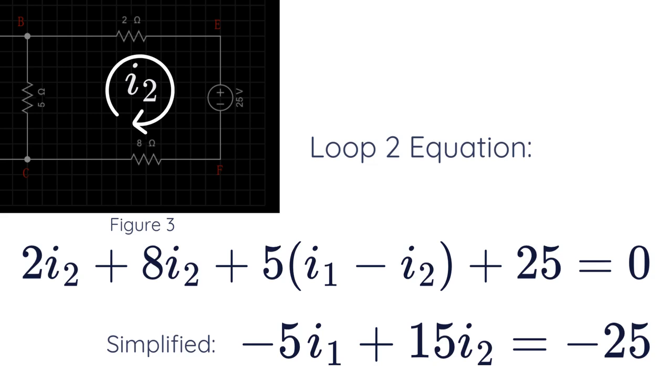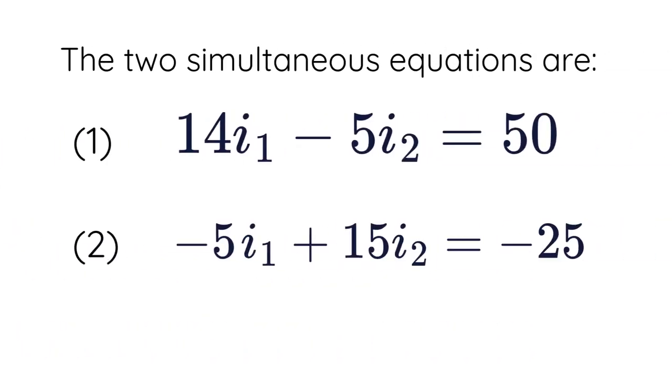Hence, the loop 2 equation is 2I2 plus 8I2 plus 5 times the difference of I2 minus I1 plus 25 equals 0. To simplify this equation, we have negative 5I1 plus 15I2 equals negative 25. So here are the two simultaneous equations.